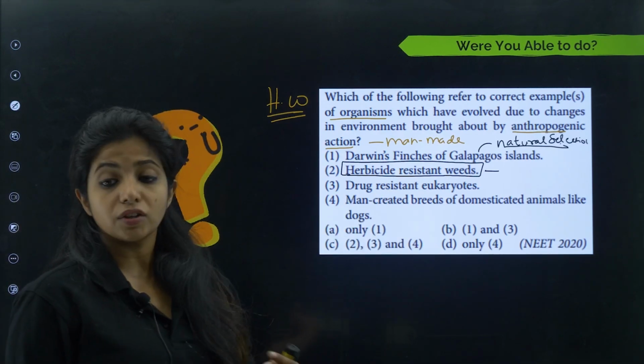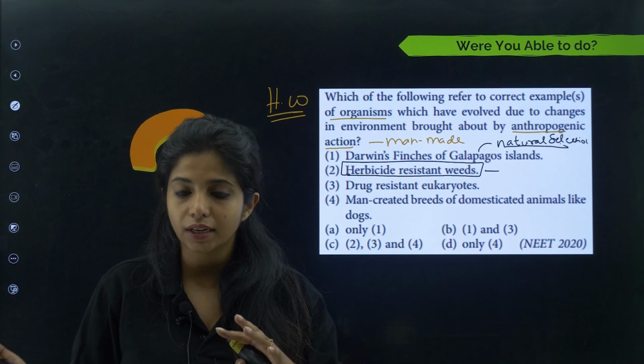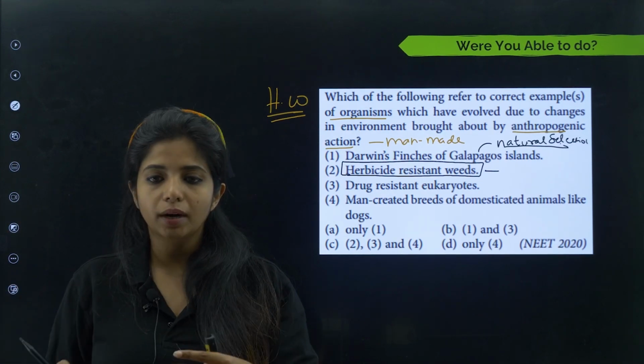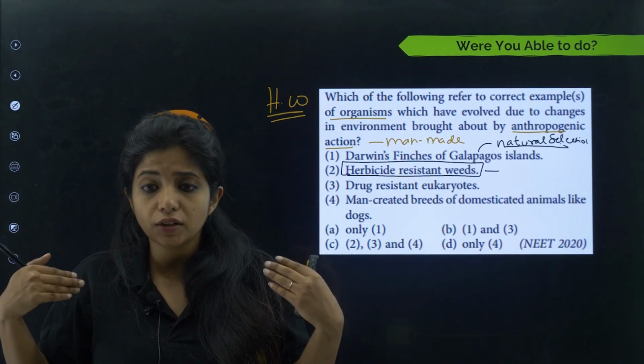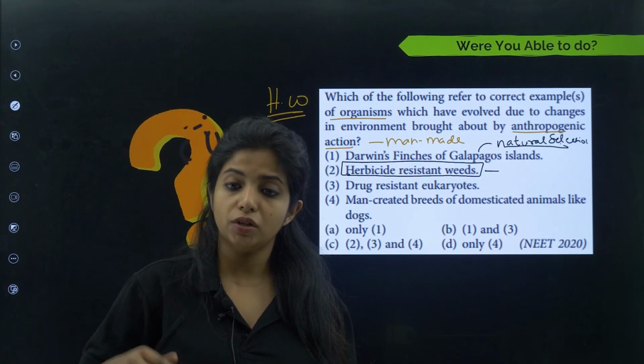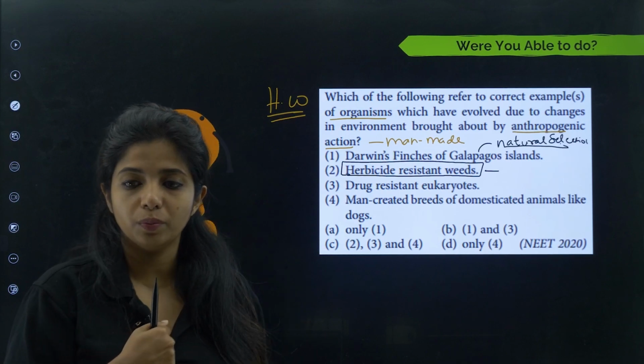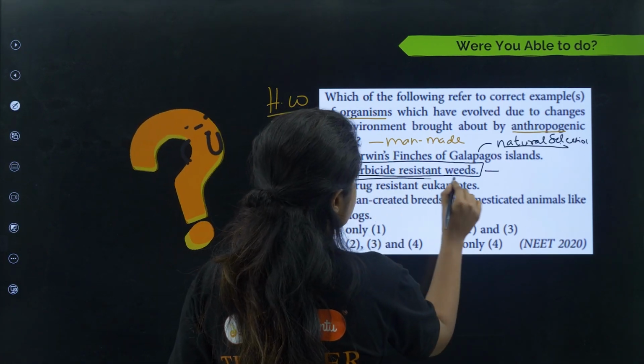Drug resistant eukaryotes, again, who created drugs? It's us, we humans created drugs, and now if someone is resistant to that, probably that might have something to do with us also. We are the people who gave the drug. Some organisms were resistant, so they survived, others didn't. Again, there is an involvement of human being over here. So I'll say this is also an example.